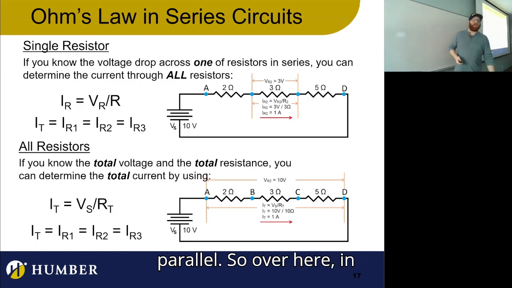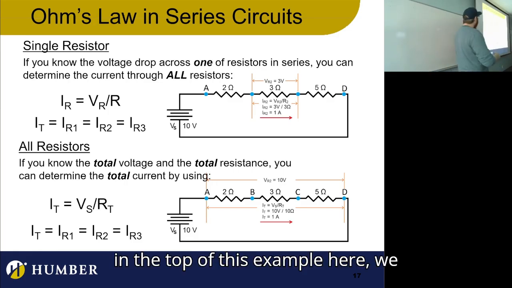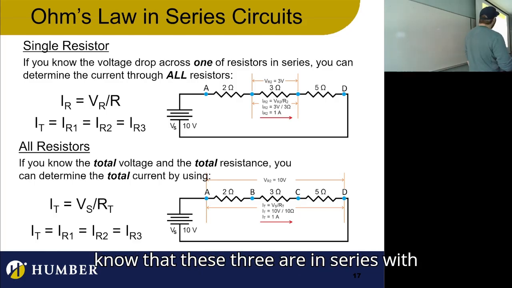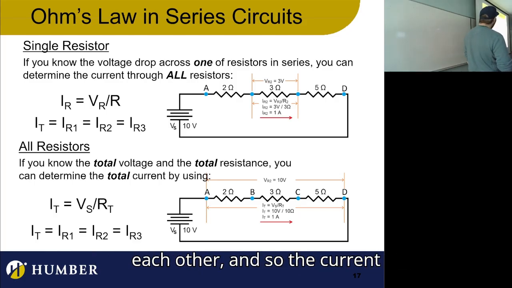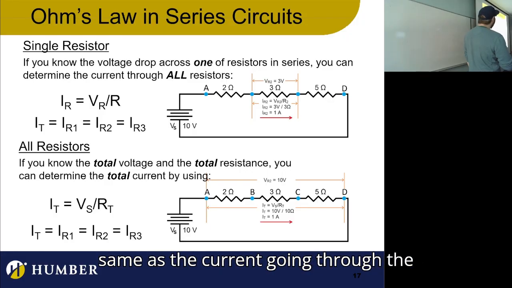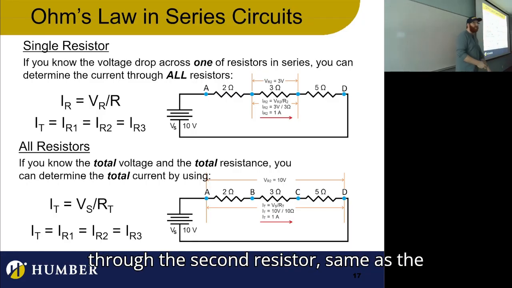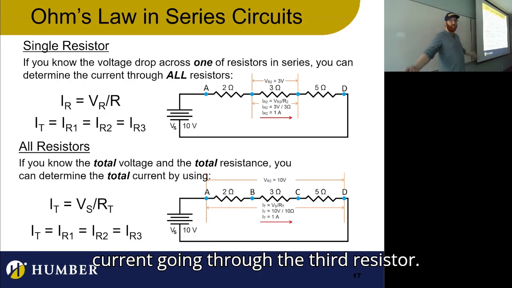So over here in the top of this example, we know that these three resistors are in series with each other. And so the current going from the source voltage will be the same as the current going through the first resistor, same as the current going through the second resistor, same as the current going through the third resistor.